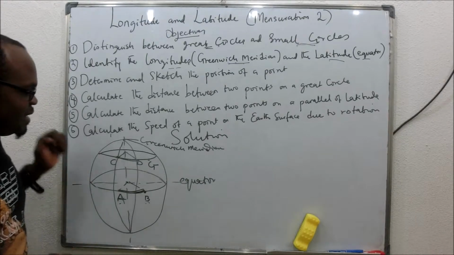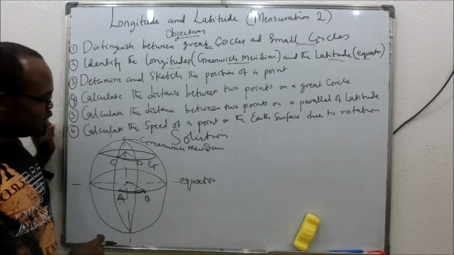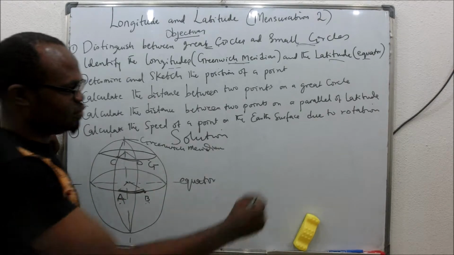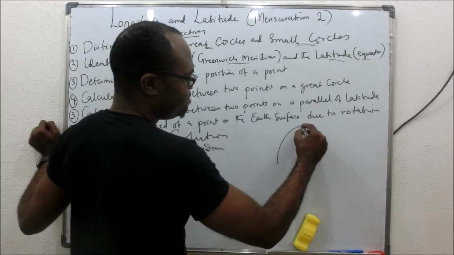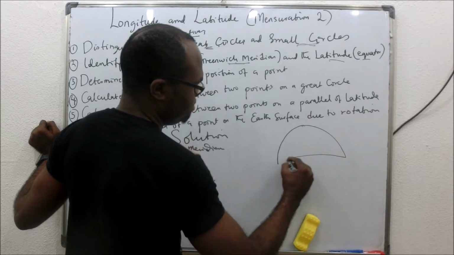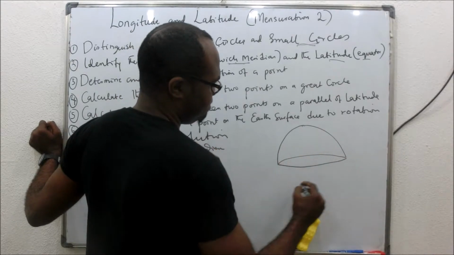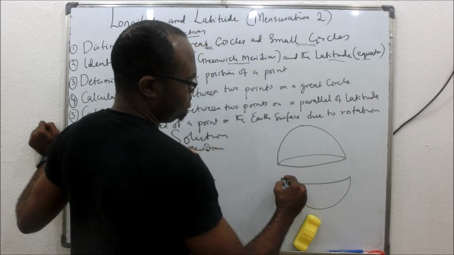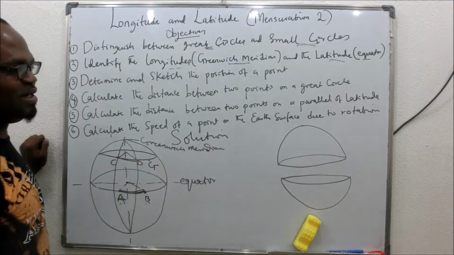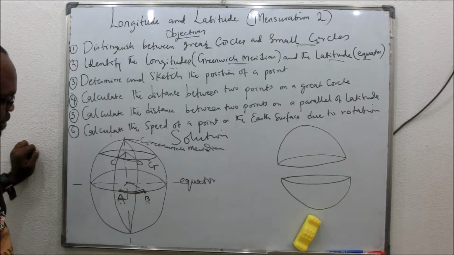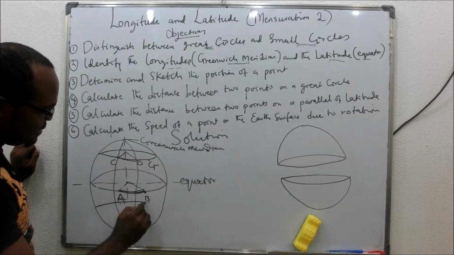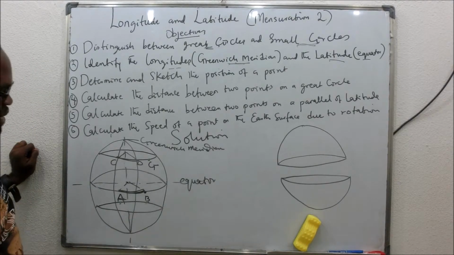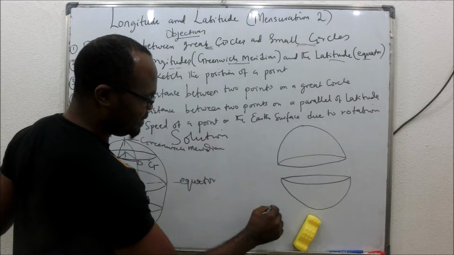And I said that a great circle is any circle through which when you cut the Earth, you can have equal parts. Let's say you cut the Earth through the equator, you'll be having something like this. If you cut through the equator, you have two equal parts. But let's say you come to this other latitude and you cut the Earth through here. What are you going to be having? You'll be having something like this.